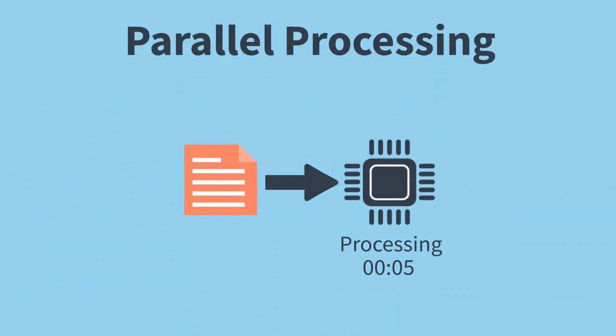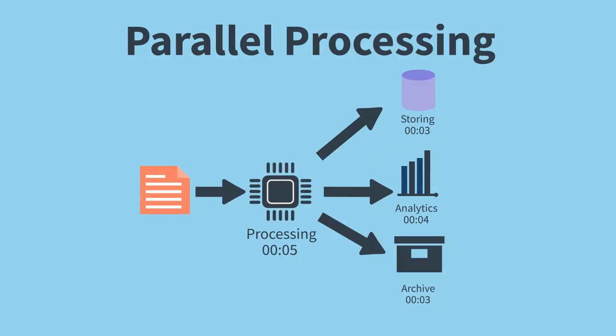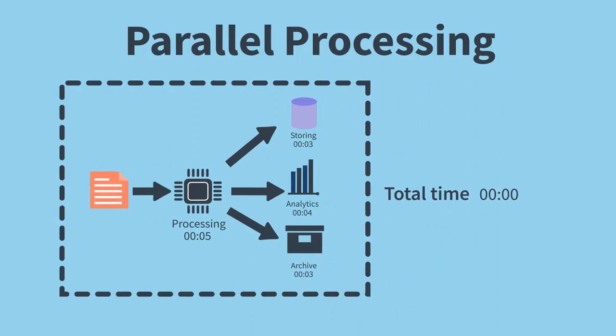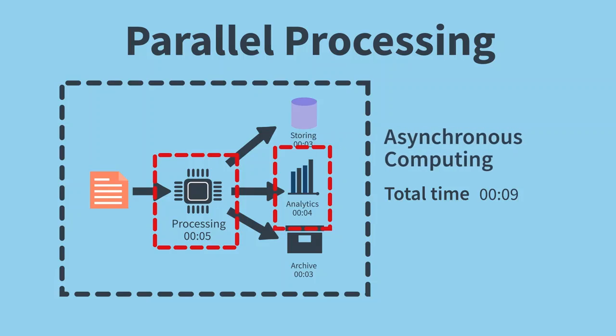If there's no dependency among the output of various subjobs, you can design parallel subjobs to execute different tasks. For example, after the input data is processed, you may choose to use parallel subjobs to store, aggregate, and archive the processed data at the same time. In this case, the total time taken by the job is only as long as the time taken by the longest subjob. Multiple subjobs executed simultaneously is considered asynchronous computing.